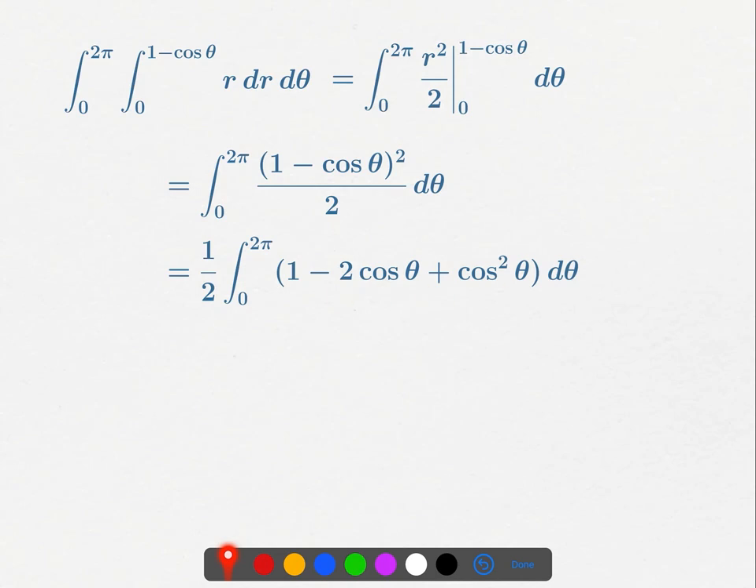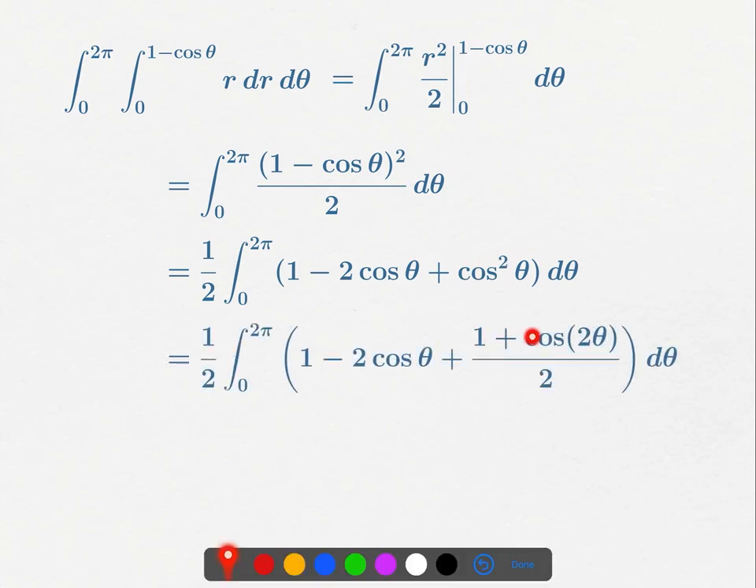So I want to integrate each of these. Let me go ahead and rewrite cosine squared theta the way we usually do. That's (1 plus cosine of 2 theta) over 2. And now we have a number of things to integrate.